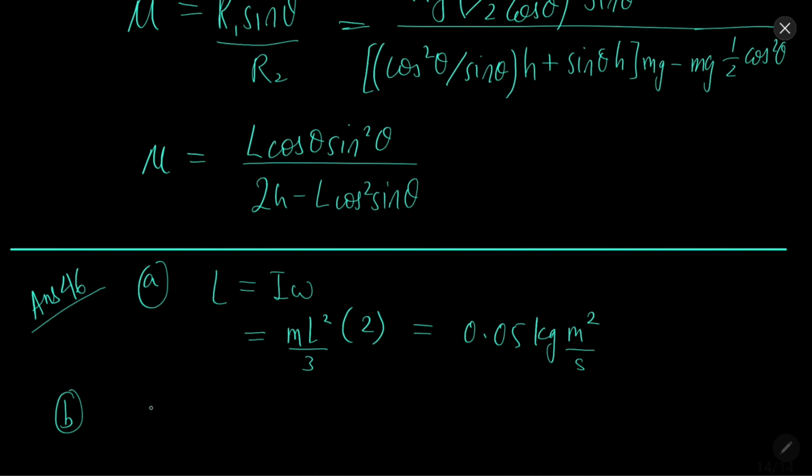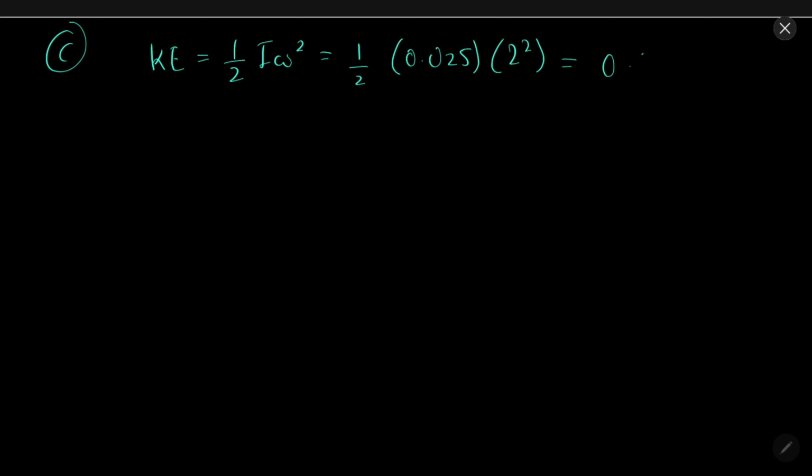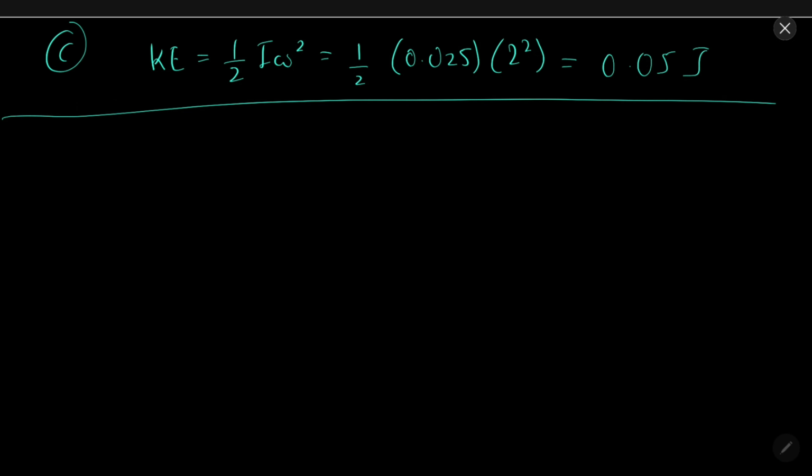Next is the speed of the center of the rod, which will be v equal to omega r, omega into 50 by 2. We will get 50 centimeter per second, 0.5 meters per second. Kinetic energy is half I omega square, half into 0.025 into 2 square, which is 0.05 joule.